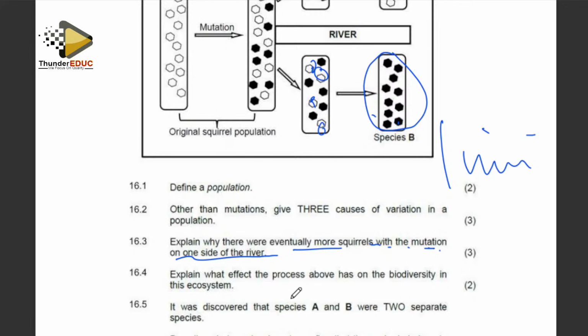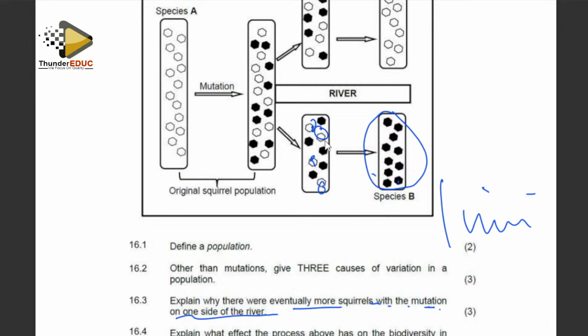Explain what effect the process above has on the biodiversity in this ecosystem. It leads to the extinction of this. Yes, the number of these species decreases, or they become extinct on this side. And also this one, the black one, they became extinct. You understand? So it reduces the biodiversity.